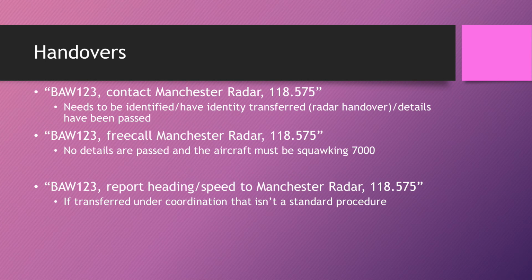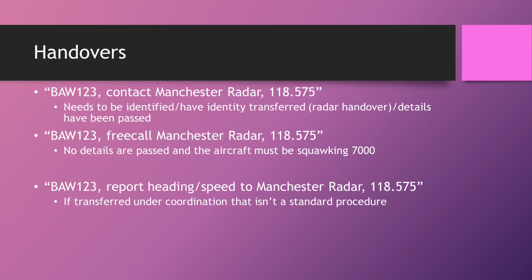To be able to use that bit of RT, this is the bit that will be new for you. To use that RT, the aircraft either has to be identified by the other controller, or you have to transfer the identity, which will be via a radar handover, which is in our releases video, or the details have to be passed.